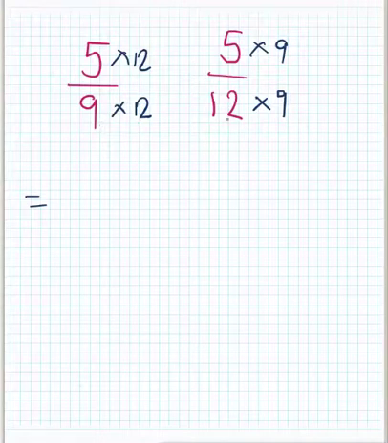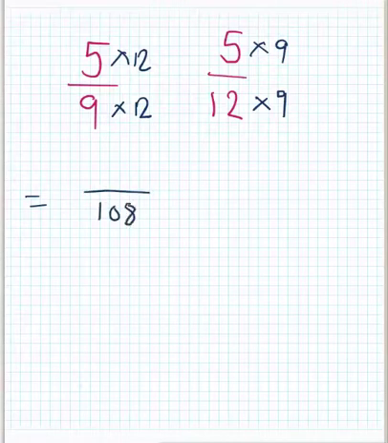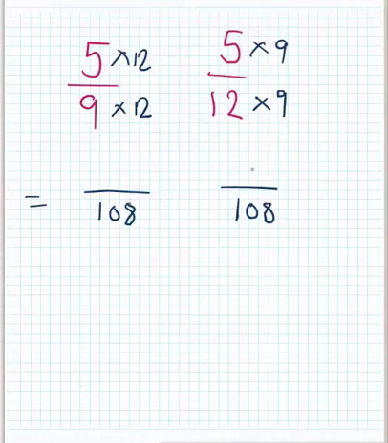9 times 12 and 12 times 9 is the same thing. So we end up with 108 for both. Now that we have the same denominator, we can compare the top numbers. 5 times 12 is 60, 5 times 9 is 45.